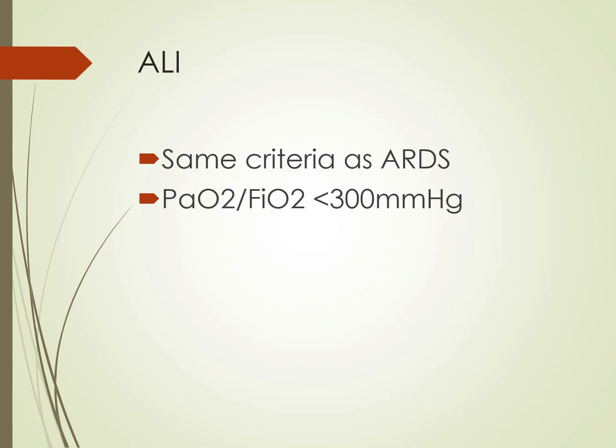I want to further differentiate between ARDS and ALI. ALI is acute lung injury, and basically it follows the same criteria of ARDS, but the PF ratio is less than 300. So to differentiate between ARDS and ALI, in ARDS, the PF ratio is less than 200. In acute lung injury, or ALI, it's less than 300. ALI is a less severe form of ARDS.